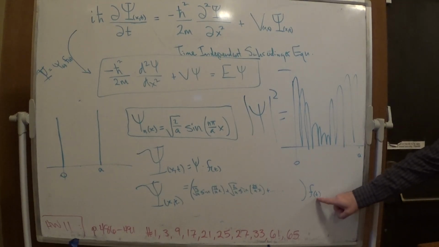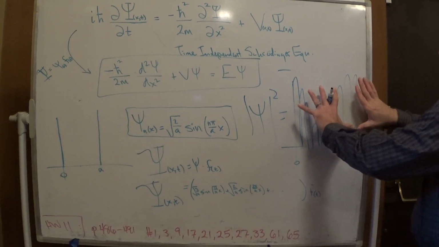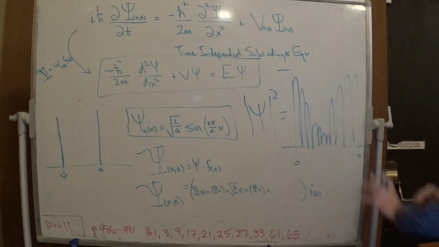And then when you throw in this kind of magic term, what it ends up doing is it just varies the phase. So as time goes on, you could imagine these things just kind of moving this way. And so where is it?